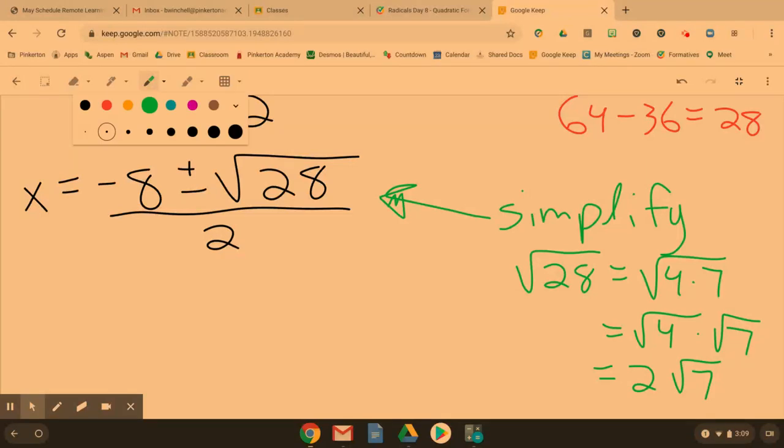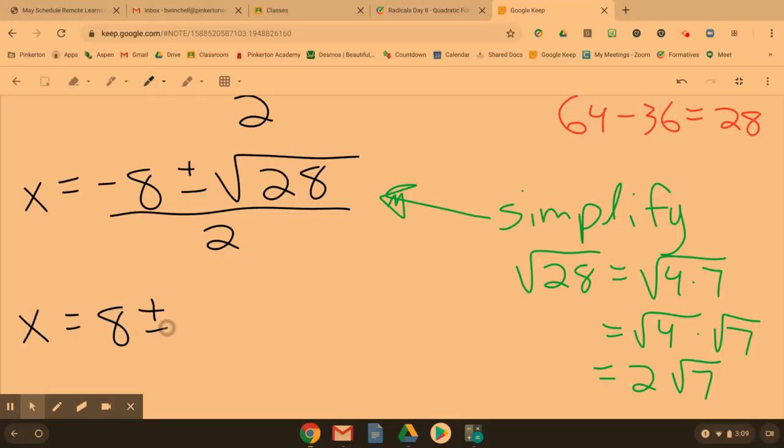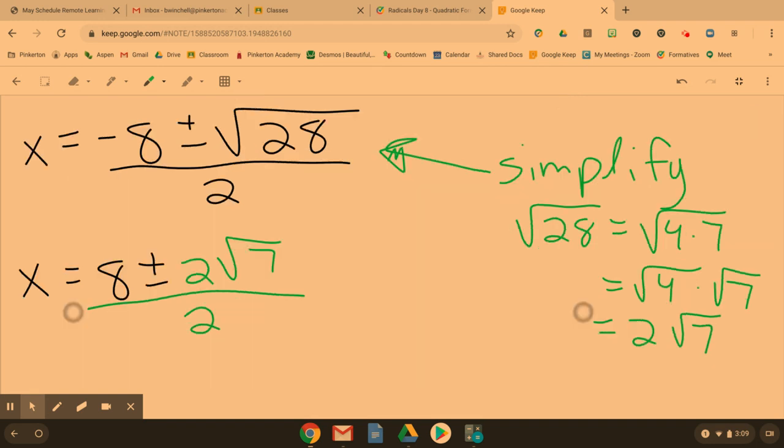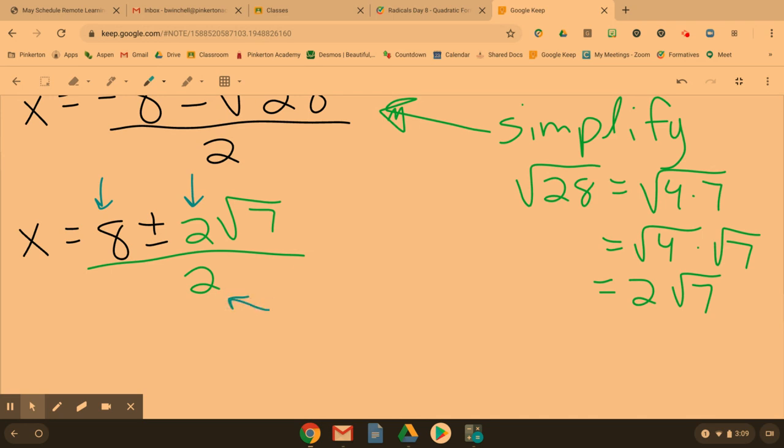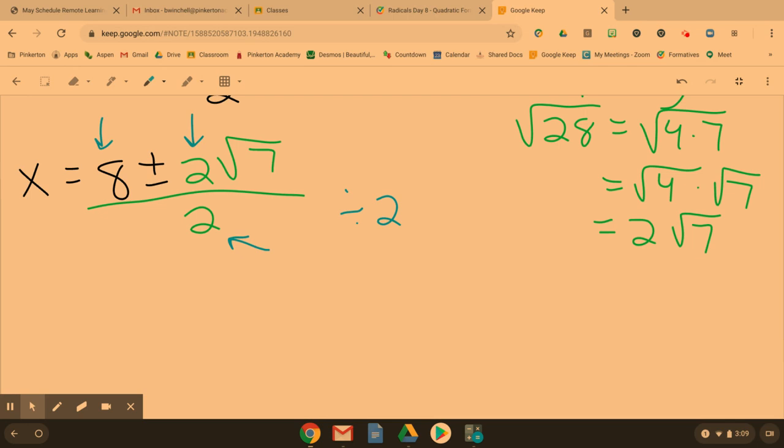So I'm going to go ahead and rewrite that over here as x equals negative 8 plus or minus, I'll even color code it for you, 2 radical 7 divided by 2. Okay? All of this is just simplifying, by the way. Now, 8 is an even number. 2 radical 7 is still technically an even number. And my denominator is an even number. So if those all can be divided by 2, then I'm going to go ahead and do that.